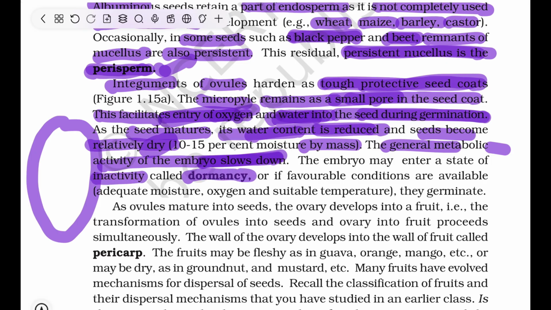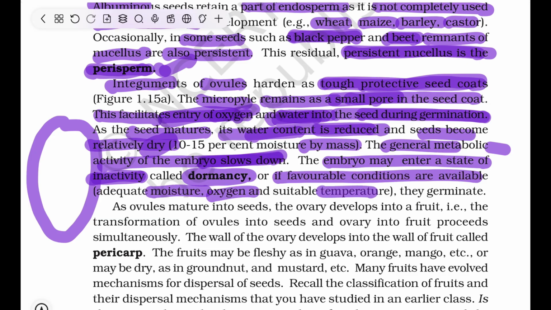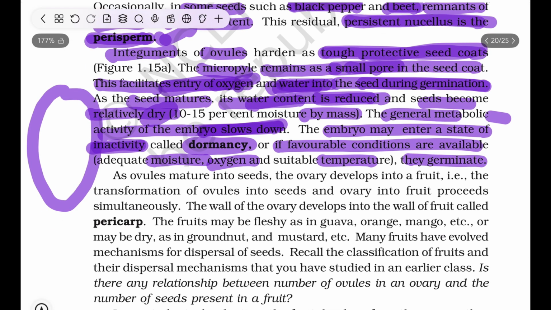What is dormancy? When the embryo becomes inactive due to unfavorable conditions. Or if favorable conditions are available, for example, adequate moisture level, oxygen, suitable temperature, then they can germinate. If we provide favorable conditions, for example, oxygen, temperature, humidity, moisture, then it will germinate.